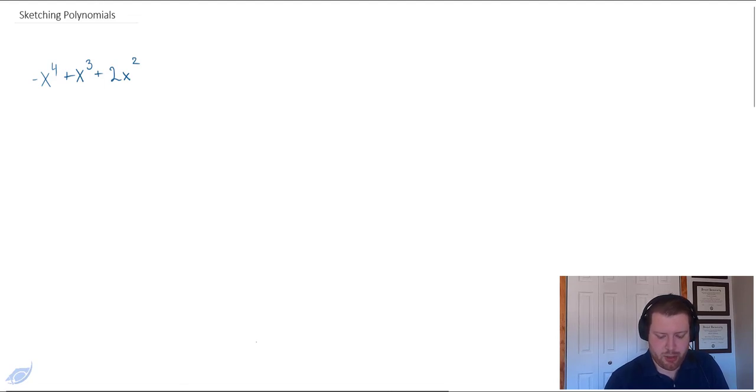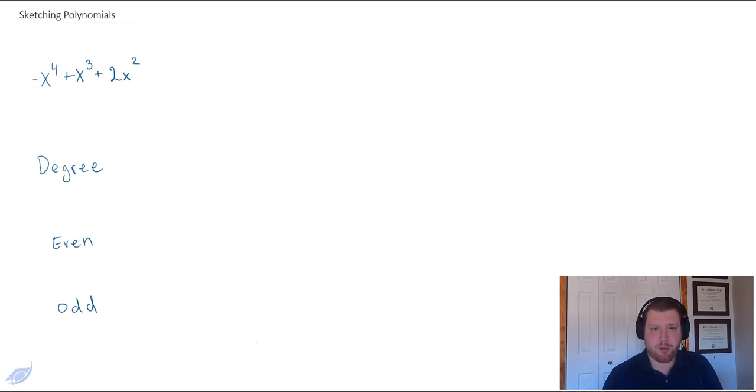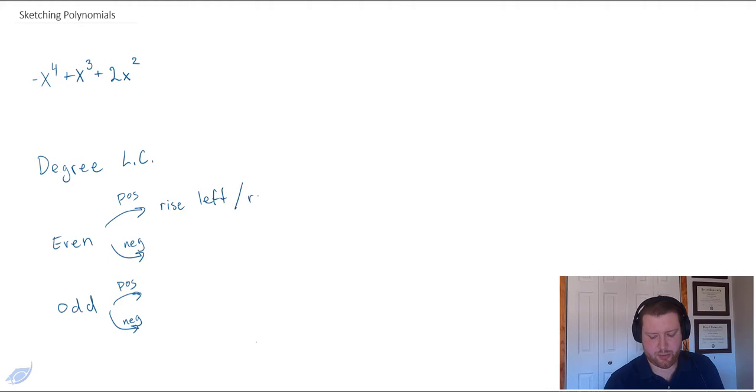So we're going to make a table. So for the degree, we can either be even or we can be odd. And our leading coefficient can either be positive or negative. And depending on which combination of degree and leading coefficient we have, that's going to affect our end behavior. So if we have an even degree and a positive leading coefficient, we're going to rise left and rise right.